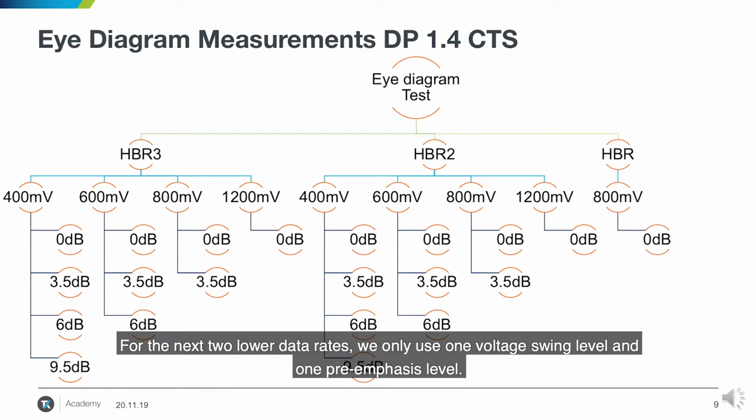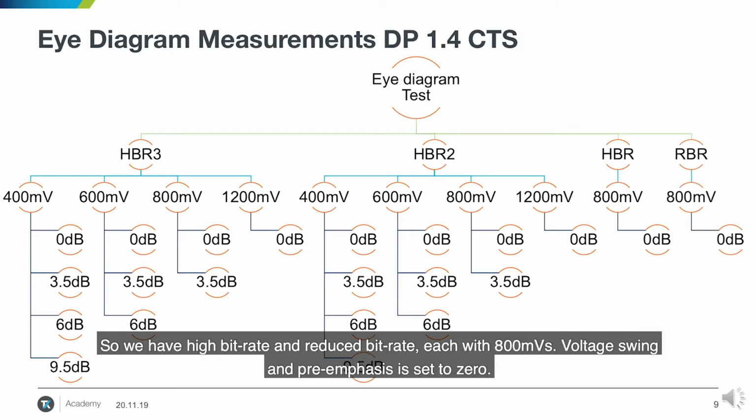For the next 2 lower data rates, we only use 1 voltage swing level and 1 pre-emphasis level. So we have high bit rate and reduced bit rate, each with 800 millivolts voltage swing, and the pre-emphasis is set to 0 dB.